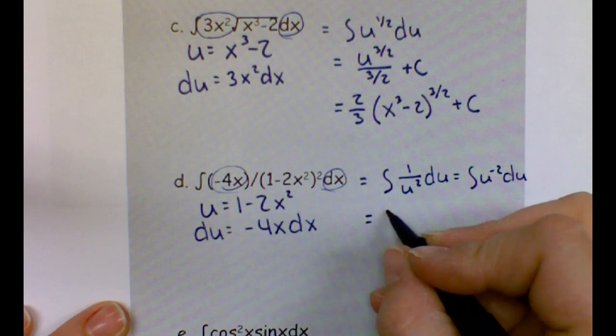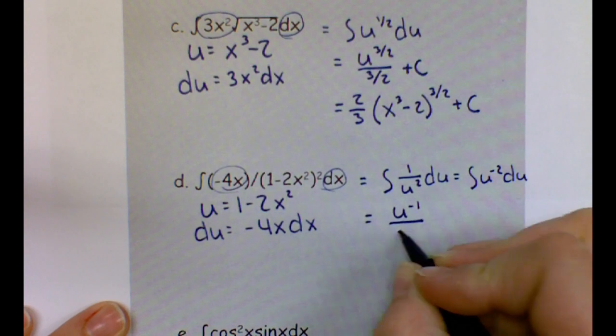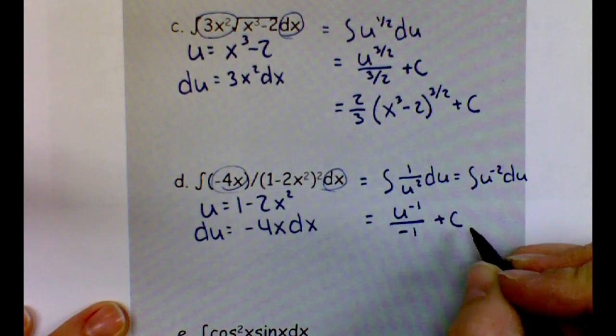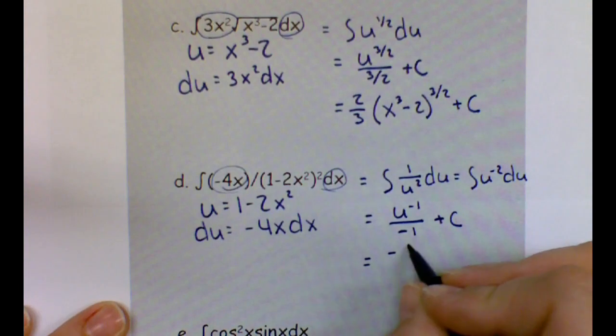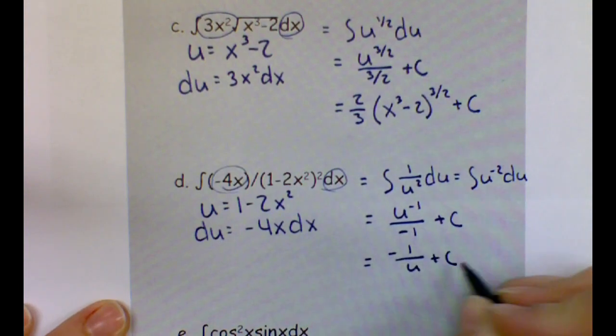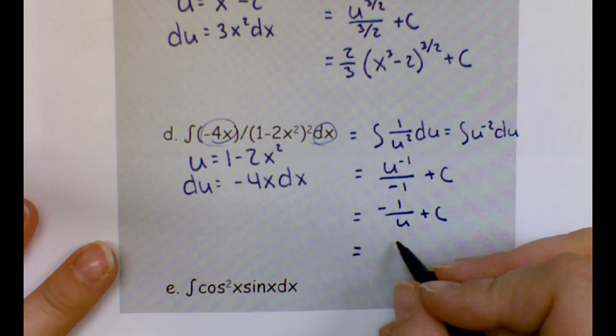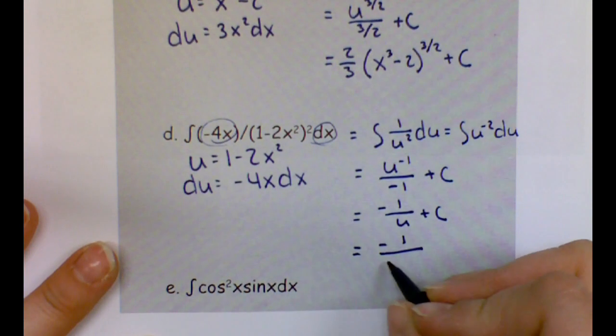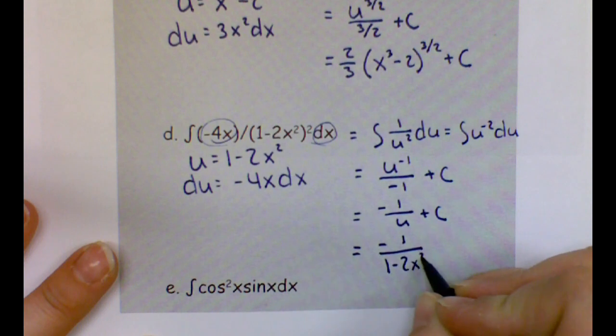So we anti-differentiate. We have u to the negative 1st power divided by negative 1 plus c, which is negative 1 over u plus c. Plug our x's back in. We get negative 1 over (1 minus 2x squared) plus c.